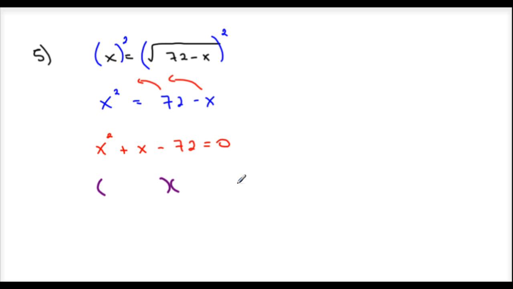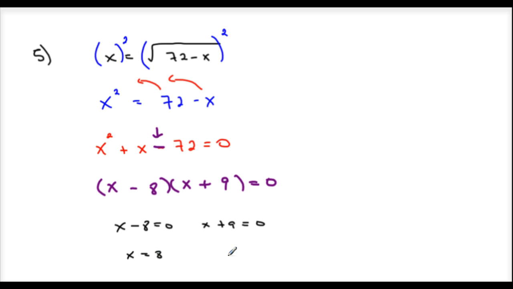Factor. Leading coefficient is 1. That makes it nice and easy. x and x take my first spot. Factors of 72. So remember, this last sign being negative tells me that my signs are going to be opposite. So I have 9 times 8 is 72, which will give me a positive 1. So positive 9 minus 8, set equal to 0. Set each one of these both equal to 0. So x minus 8 equals 0. x plus 9 equals 0. Here x equals 8. Here x equals negative 9.